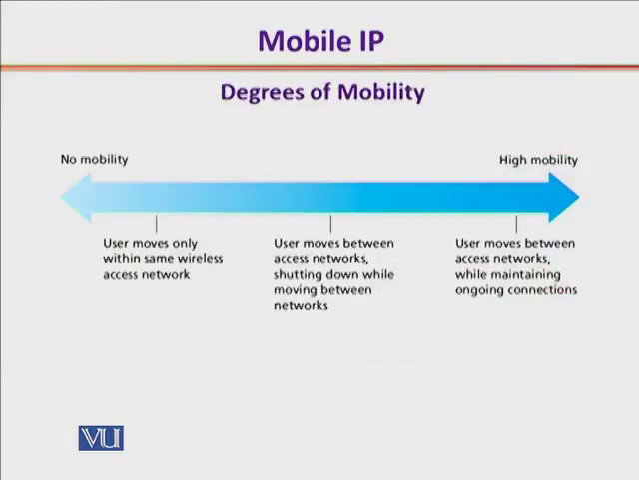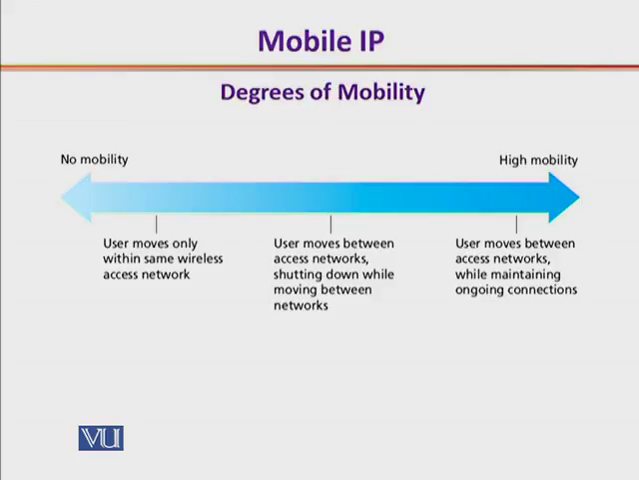The reference for this particular module is mainly Kurose and Ross, Computer Networking: A Top-Down Approach. However, very good discussion does exist in Tanenbaum and William Stallings as well. Let's first look at the degrees of mobility. Here we see a spectrum.